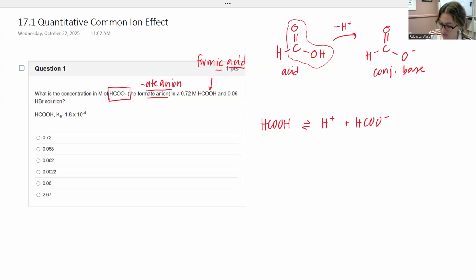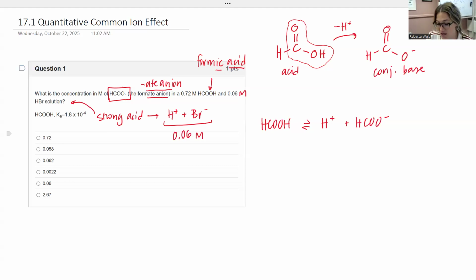If this was just a weak acid question, like from the end of chapter 16, we would only have the formic acid in there. We'd have that 0.72 molar HCOOH. But now we're sort of turning the screw, we're adding in another layer of complexity. We've put in some HBr, okay? So we've put in some strong acid. That means that we have put in H plus and Br minus, and both of them will be at 0.06 molar.